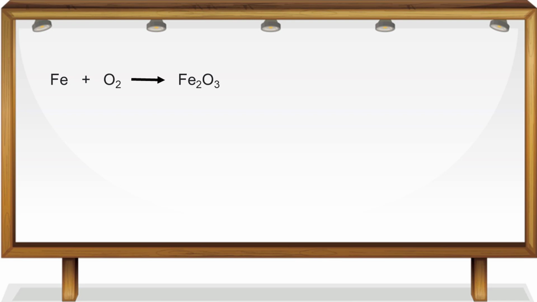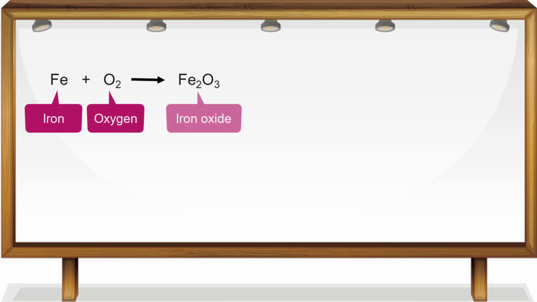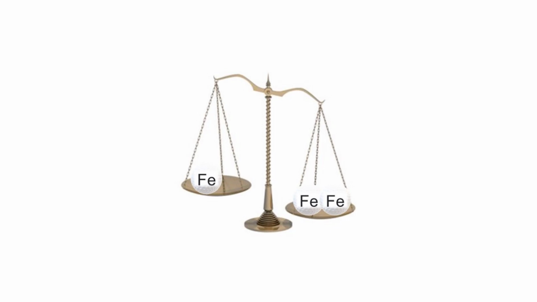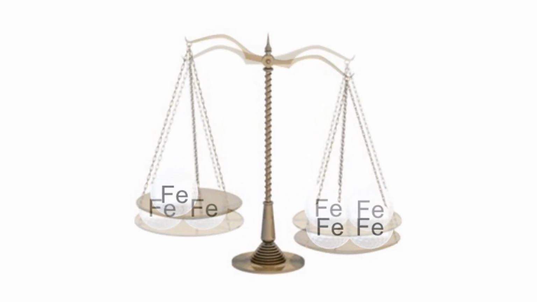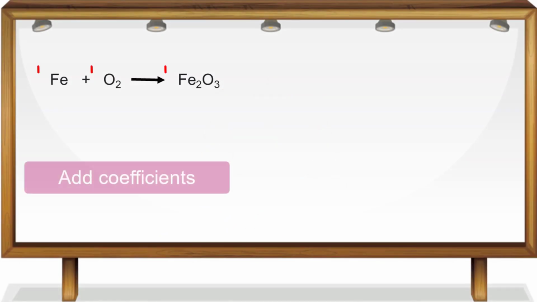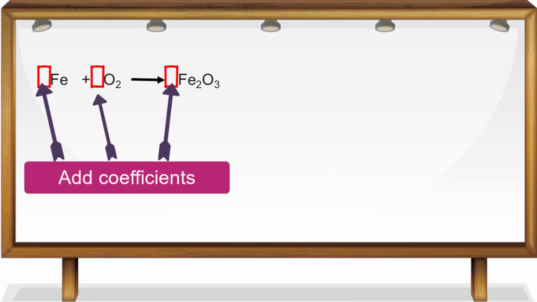This equation represents the reaction between iron and oxygen to form iron oxide. But the equation is unbalanced because there are different numbers of atoms on the left and right hand sides. Think of balancing a chemical equation as balancing a scale. To balance the equation, we need to add coefficients to the reactants and products to ensure that the same number of atoms is on both sides of the equation.